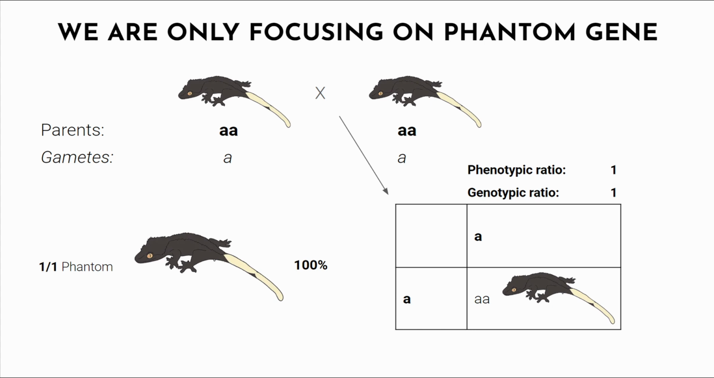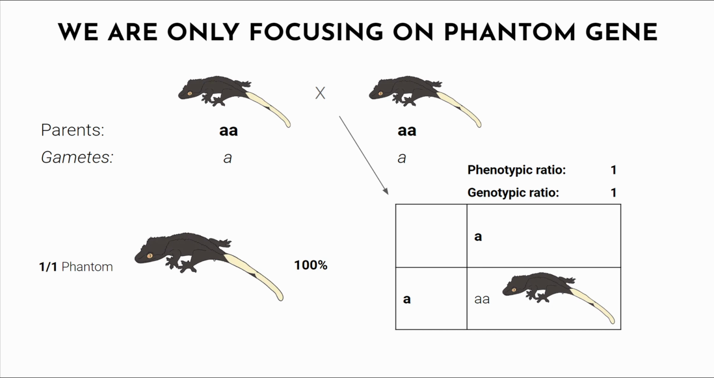So let's say that we cross a phantom to a phantom. All of the kids are going to be phantom because the only gamete that is being passed on is small a. As we said before, big A is used for dominant traits and small a is used for recessive traits. Since the phantom gene is a recessive mutation, we are using the small a. Therefore, each small a is going to be a copy, while a big A is not going to be a copy of the phantom gene.